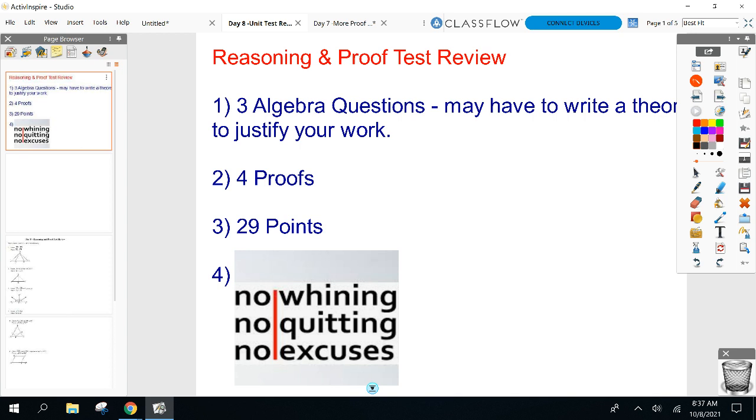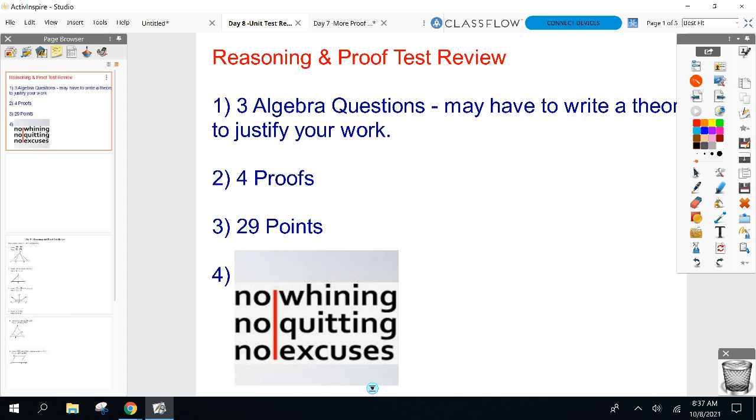There's 4 proofs. I'm not going to do anything harder than what's been in your packet. I can't. There's nothing tougher out there. And then 29 points total. Make sure you bring your A game. No whining, excuses, giving up on anything on Tuesday. No excuses or whining, basically meaning, oh, he's giving us this 3 days after a 3-day weekend. Okay, that's where it falls.